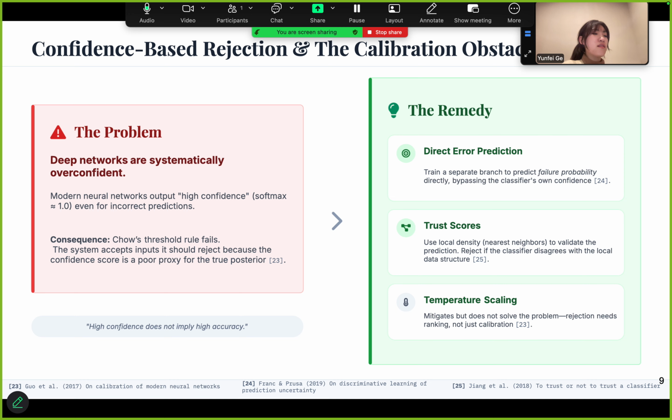And Jiang and others introduced trust scores, which use local density in the feature space. If the classifier's prediction agrees with the nearest neighbor, say, trust it. If there is a disagreement between the classifier and the local data structure, reject. This works because it bypasses the miscalibrated softmax entirely.